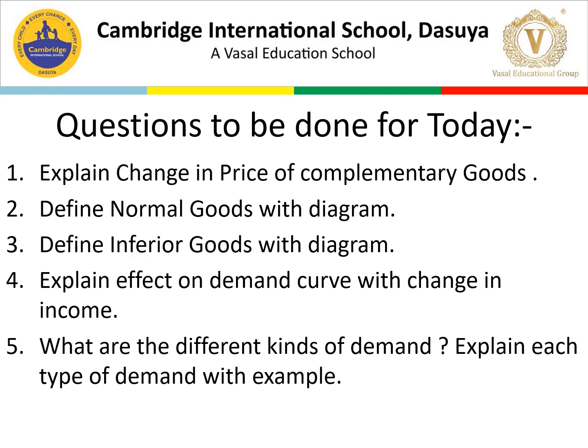What are normal goods? Goods where the income effect is positive. Then inferior goods are those goods where the income effect is negative. We have to explain this with a diagram. Then: explain the effect on the demand curve with change in income. This is also a very interesting topic. When the income of the consumer is increasing or decreasing, you have to explain it in this question. Then: what are the different kinds of demand? We have to explain it all with examples.